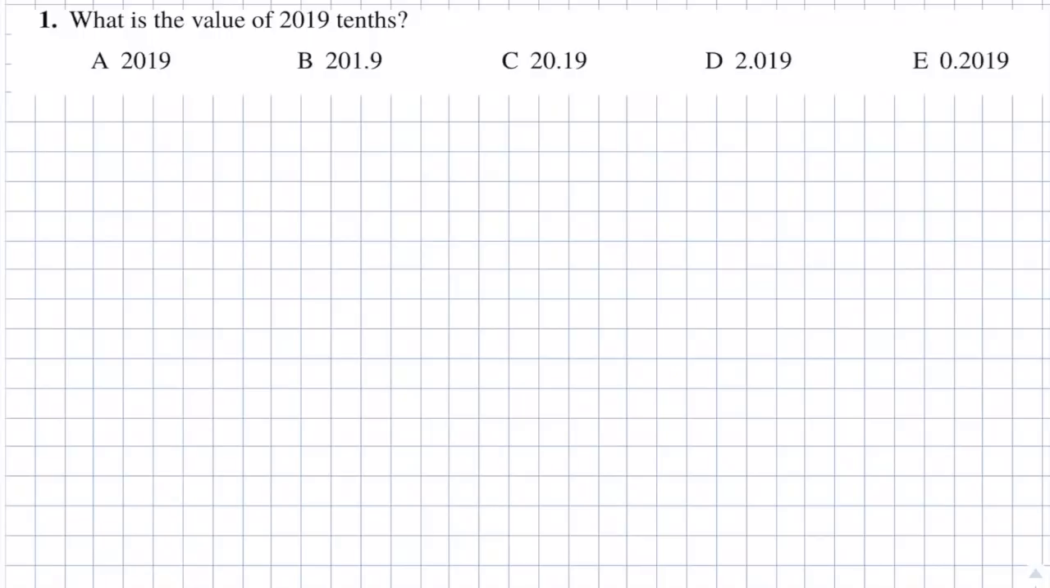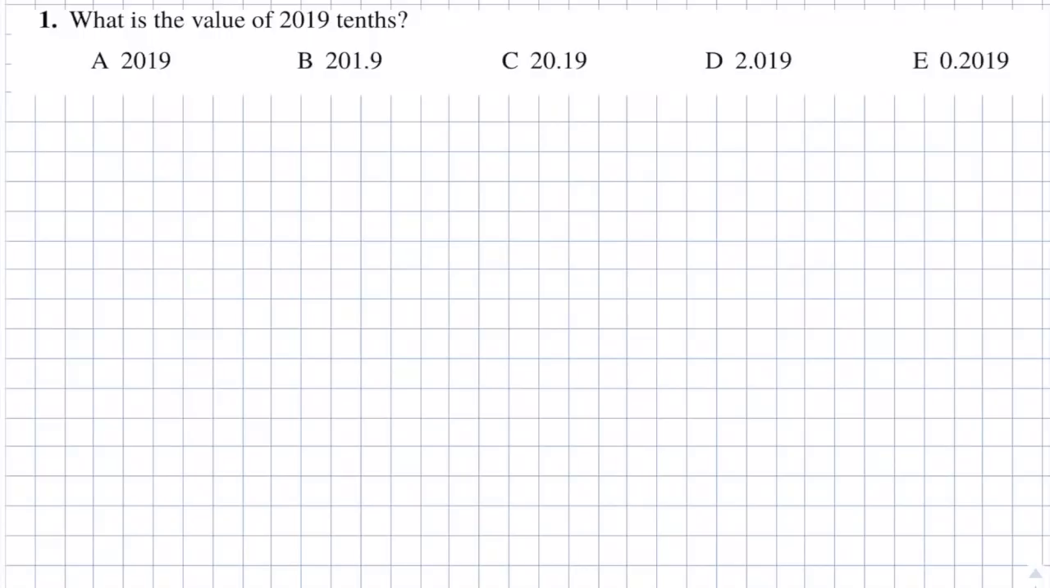Questions 1 to 10. Question 1, what is the value of 2019 tenths? We've got answers as A is 2019, B is 201.9, C is 20.19, D is 2.019, and E is 0.2019. This is a nice easy question to start off with.